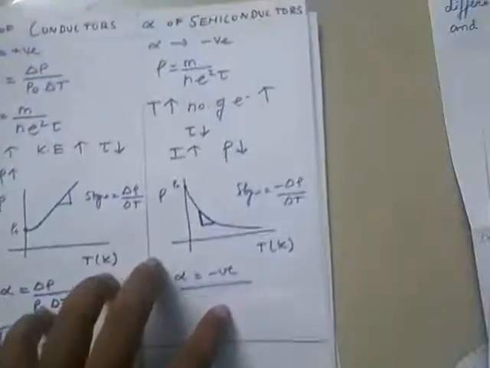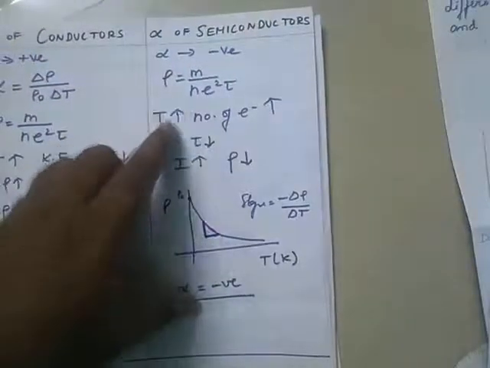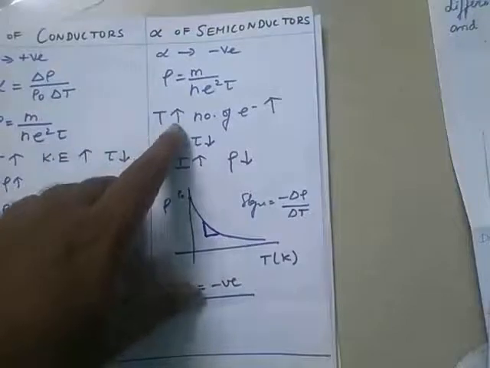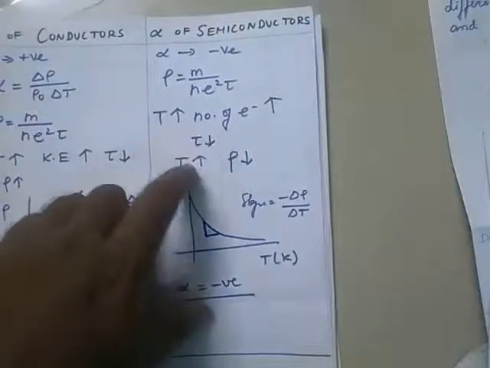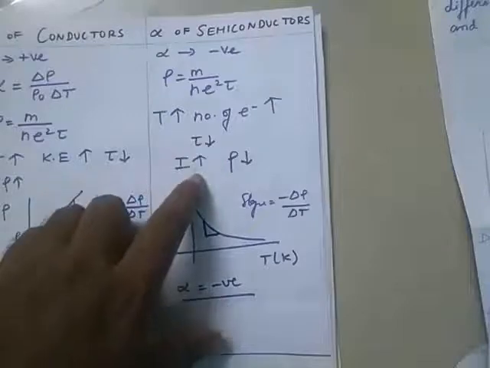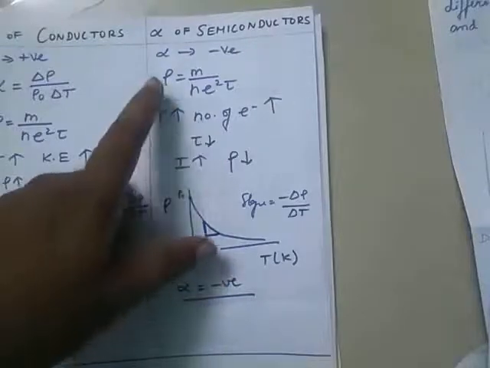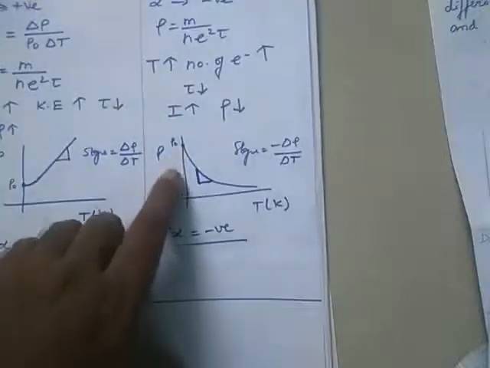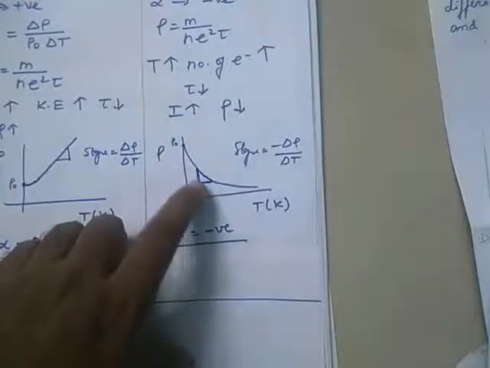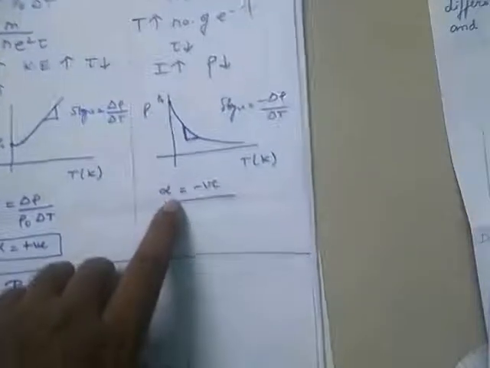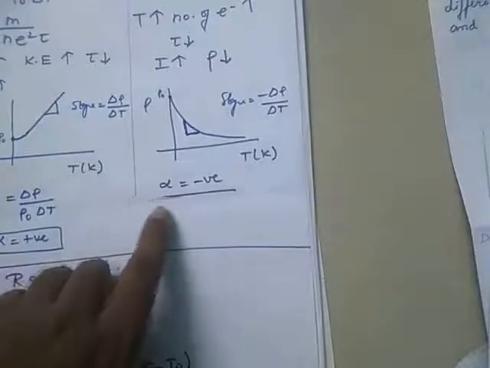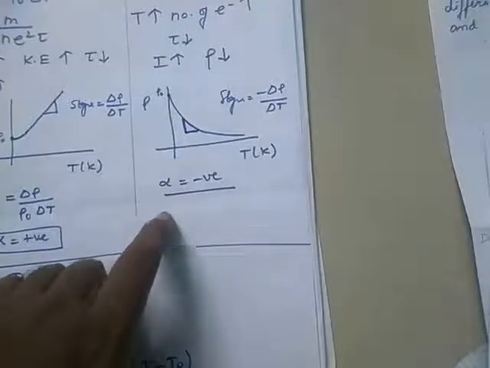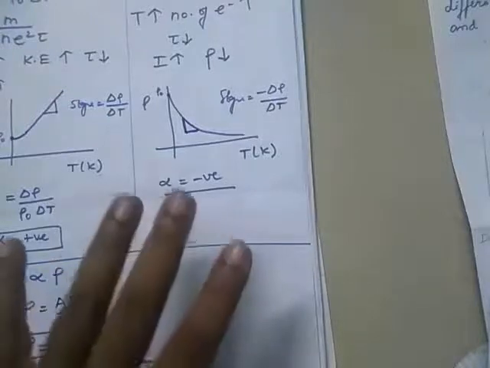Okay, for semiconductors that is negative, because if temperature increases, the number of electrons increases, then tau decreases, but the increase in the number of electrons is dominant over the decreased value of the time. So here we get a graph like this, in which the slope is negative, so the temperature coefficient of resistivity is also negative. A semiconductor having a negative temperature coefficient of resistance is known as a thermistor.